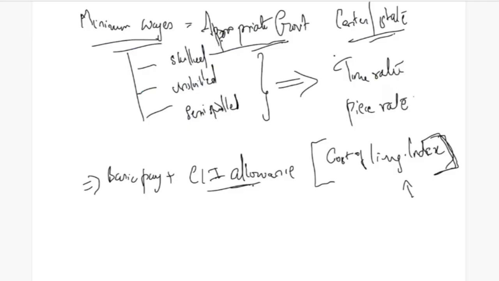the cost of living increases, meaning the prices of various products are increasing. So you need more money to buy those products and continue your standard of living. So based on the cost of living index, your cost of living index allowance will be increased. Okay. So basic pay plus cost of living index allowance. Next one, the basic pay without cost of living index allowance: basic plus cash value of concessions.